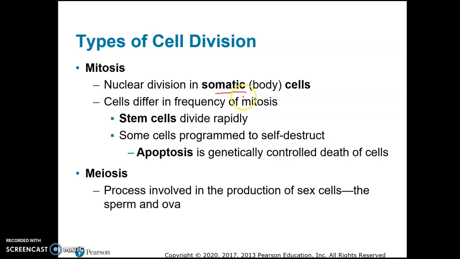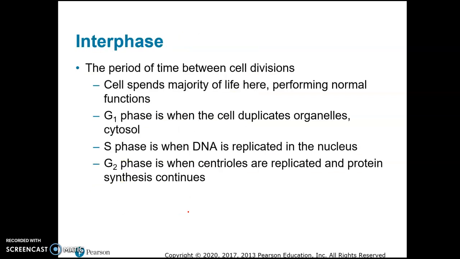Some cells divide rapidly, such as stem cells. And then some cells are programmed to self-destruct, like I talked to you about before. Apoptosis is programmed cell death. So mitosis is cell division of somatic cells. Meiosis is the cell division of sex cells, and that results in the production of sperm in males and ova or eggs in females. The period between cell divisions is called interphase.